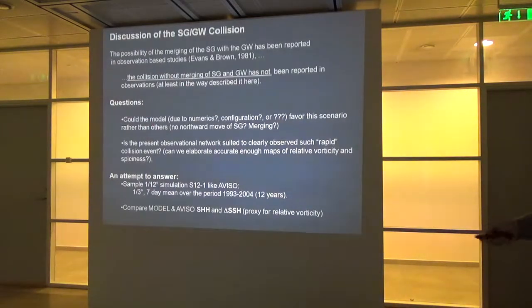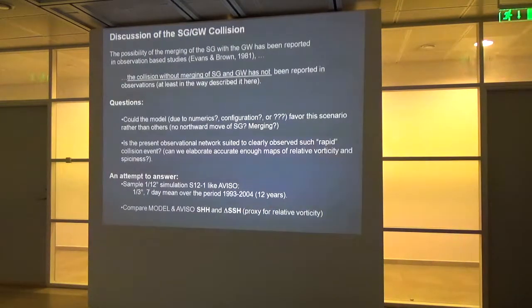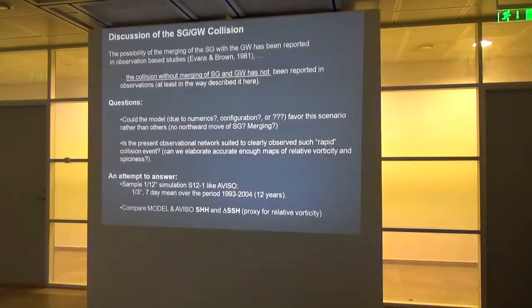So the question is, when you do a model simulation and you have no observation to check it, you scratch your head and you say, okay, you'd better think about the model solution. Could the model, due to numerics or configuration or some reason which we haven't spotted, favor the scenario of the collision without merging rather than the other one? So we have to ask this question and try to answer it. The second is, is the present observational network suited to observe this rapid collision event? It's really a rapid thing, and we may not have the proper observation. So we have to question the model, but we also have to question the observation.